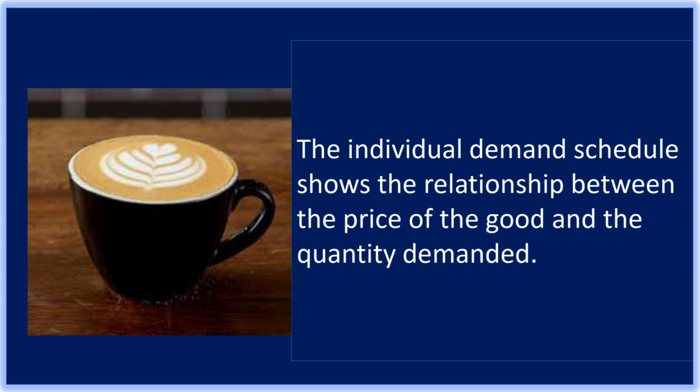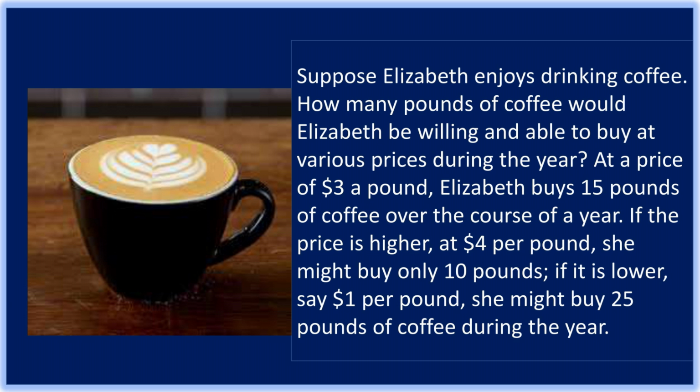The corresponding value on the demand schedule is the sum of all consumers' quantities demanded at that price. Like the example here, how many pounds of coffee would Elizabeth be willing and able to buy at the various prices during the year? At the price of $3 a pound, Elizabeth buys 15 pounds of coffee over the year. If the price gets higher at $4 per pound, she might buy only 10 pounds. But if it's lower, say $1 per pound, she might be able to buy 25 pounds of coffee during the year.